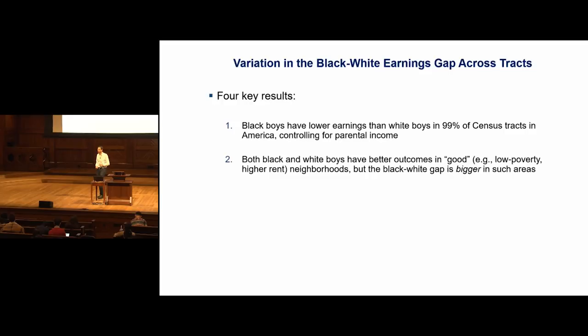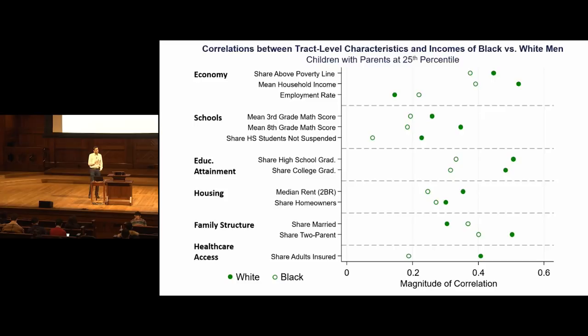Okay, so the second point, exactly addressing your question, is that both black and white boys have better outcomes in what you might think of as good neighborhoods, lower poverty places, more expensive neighborhoods, better schools, et cetera. But the black-white gap is actually bigger in such areas. So this echoes a finding that we saw in the work from Sean Reardon, looking at test score achievement gaps, where we saw that the test score achievement gaps were actually bigger in some of the better school districts in the United States. So you see a similar pattern here.